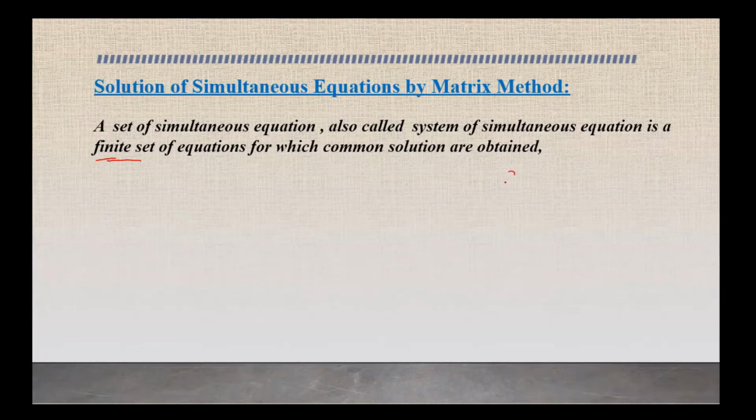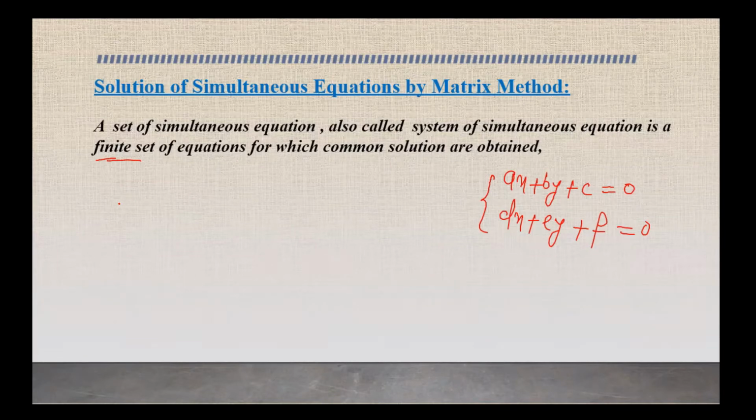Suppose the equations are of the type ax plus by plus c equal to 0 and dx plus ey plus f equal to 0. These are simultaneous equations because there is a set of two equations, and 2 is a finite number. Therefore these equations are said to be simultaneous equations.